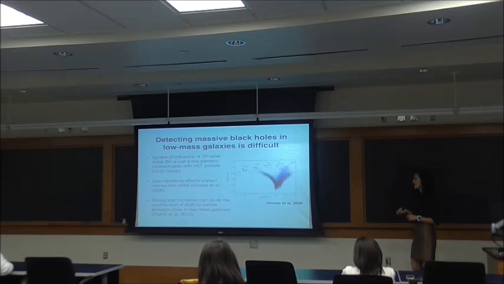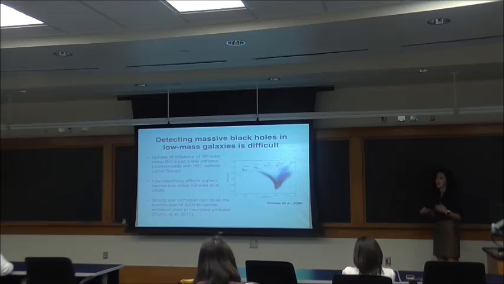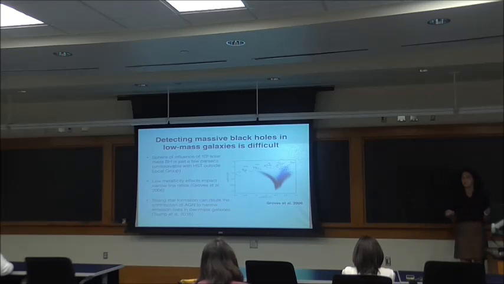Another issue with trying to use optical spectroscopic diagnostics is that strong star formation can dilute the contribution of the AGN to narrow emission line ratios. And again, this is a problem for low mass galaxies, which tend to be more star forming.